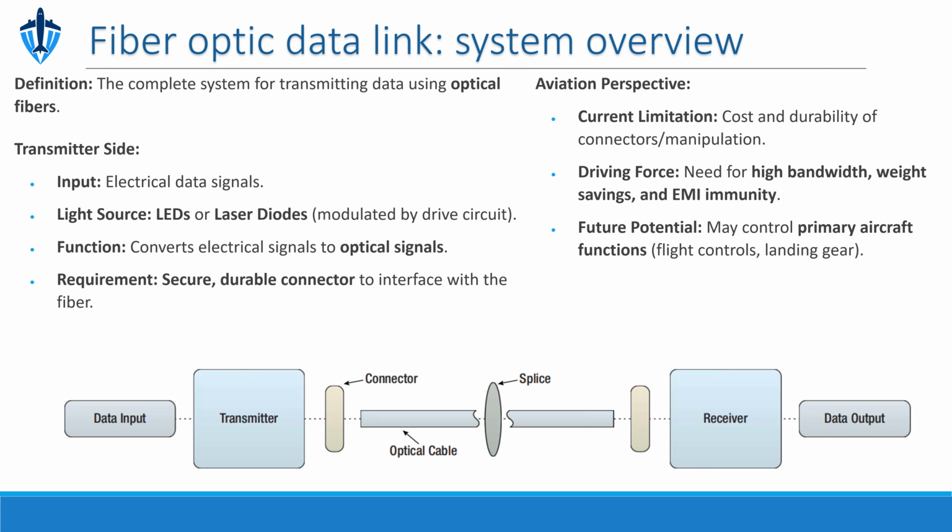While hybrid systems with copper will remain, ongoing research aims to overcome current shortcomings. As shown in the figure, we may someday see fiber optic data links controlling primary flight systems like landing gear and flight controls, making aircraft faster, lighter, and more reliable.